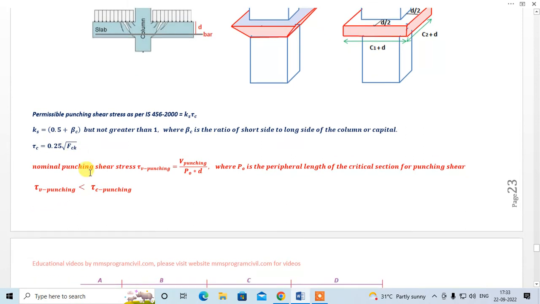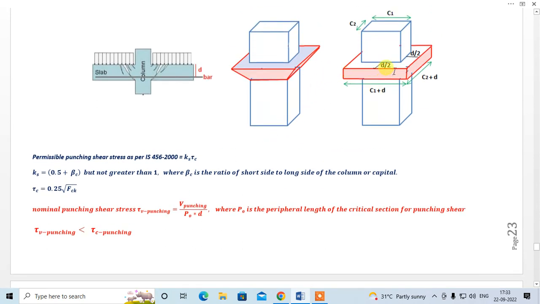And nominal punching shear stress is found by V punching divided by Po into d. Po is the periphery, into d. This is d, right? This is d. So this is the nominal shear stress. Tau v should be less than tau c.